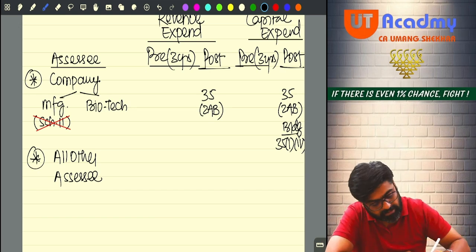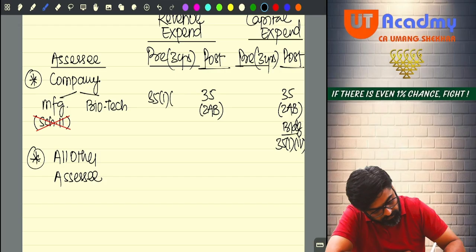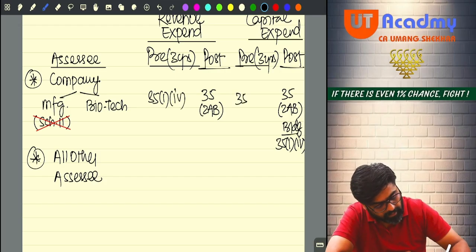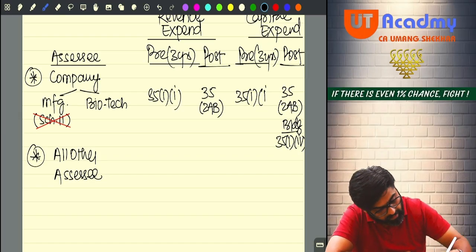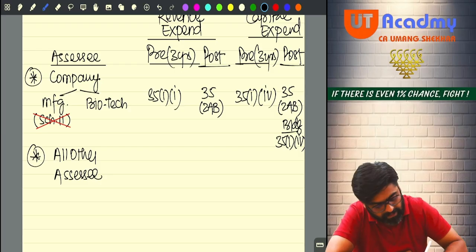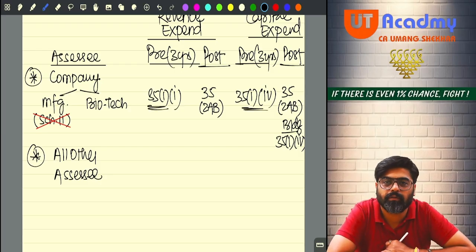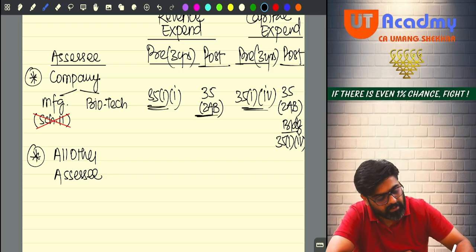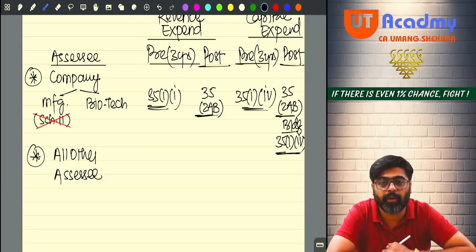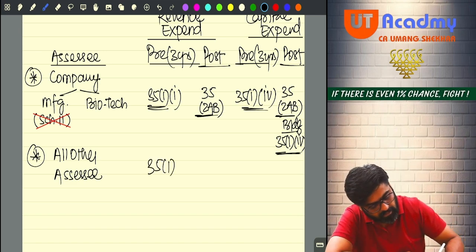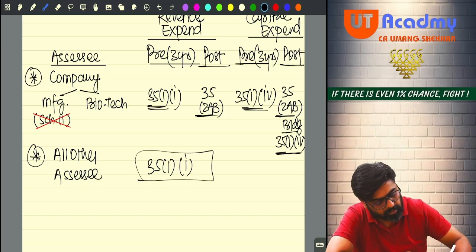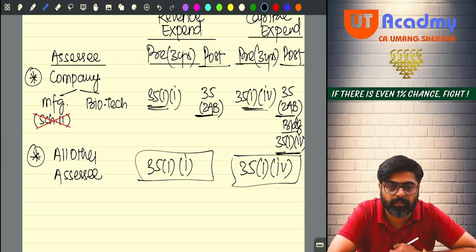For pre-commencement expenditures they used to claim 35(1)(4) and 35(1)(1) and 35(1)(4), meaning that 100%. Getting my point? 150%, 150%, and the building they used to claim 100%. But all other assessees used to claim 35-1, 1, either pre-commencement or post-commencement, 35-1, 4, either pre-commencement or post-commencement, excluding land.